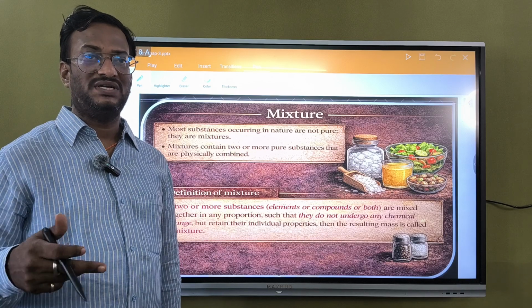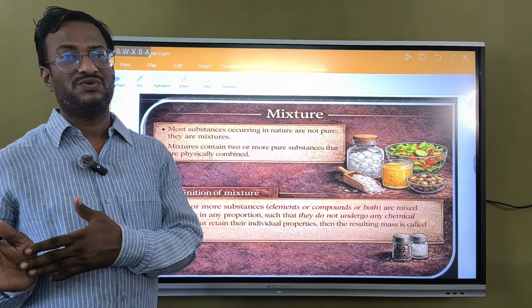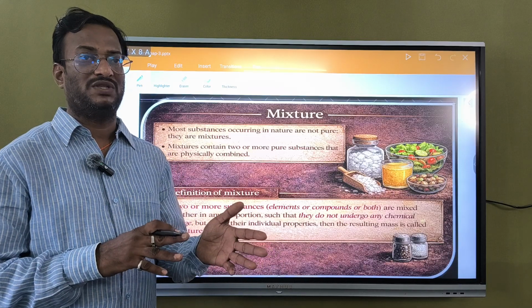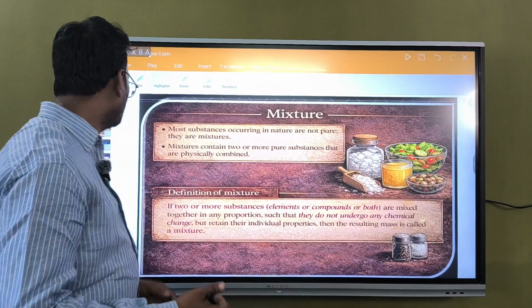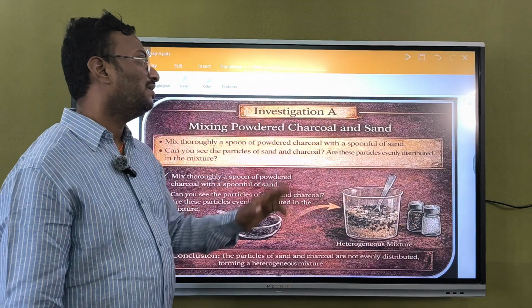In that mixture, sand will have only sand properties and salt will have only salt properties, though they are mixed. We will now see different examples here. Mixing powdered charcoal and sand.